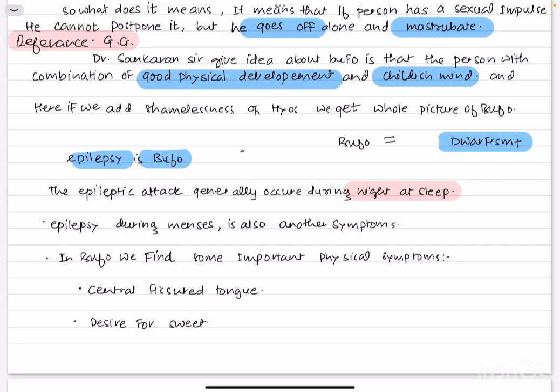The epileptic attack generally occurs during the night and during sleep. Epilepsy during menses is also another symptom. What does it mean? The epileptic attack generally comes during the menstrual period, at adult age. Epilepsy during menses is also another symptom.